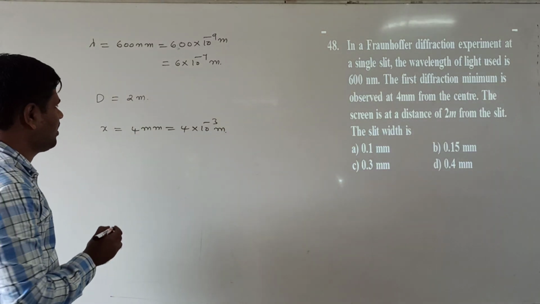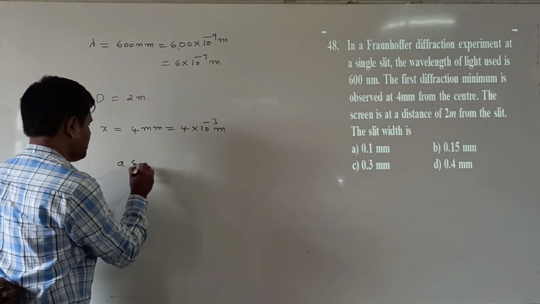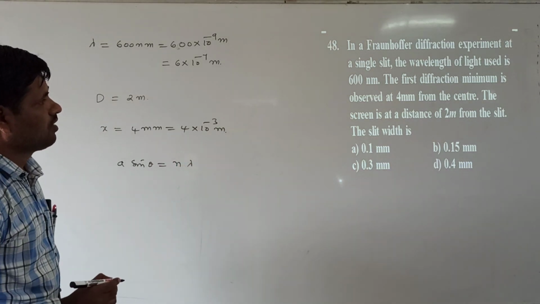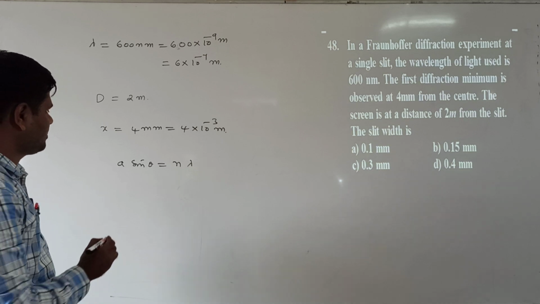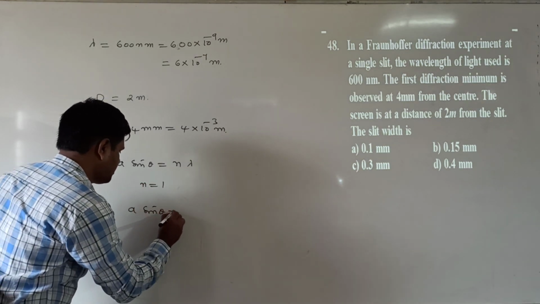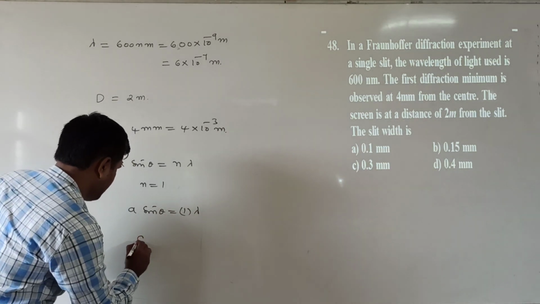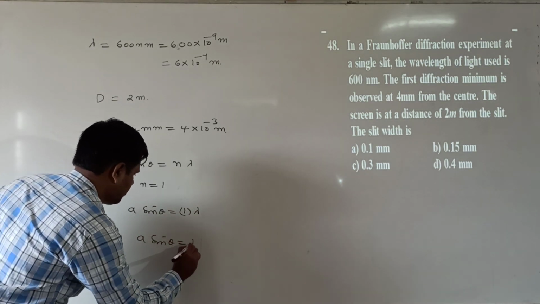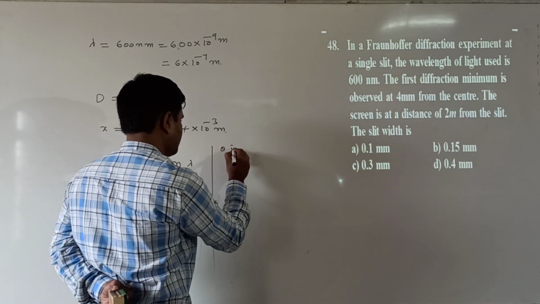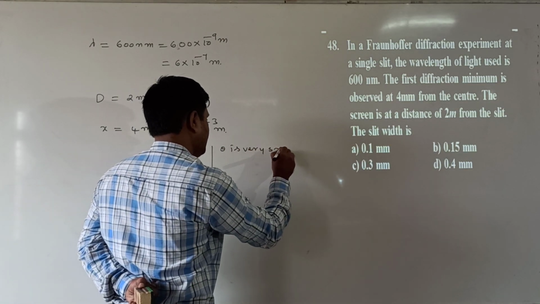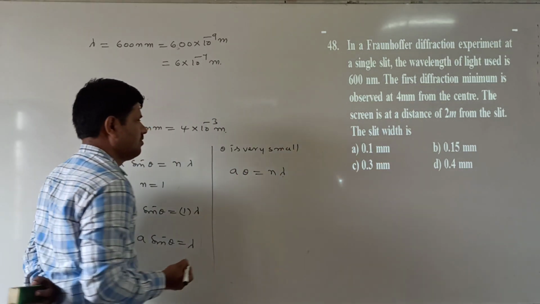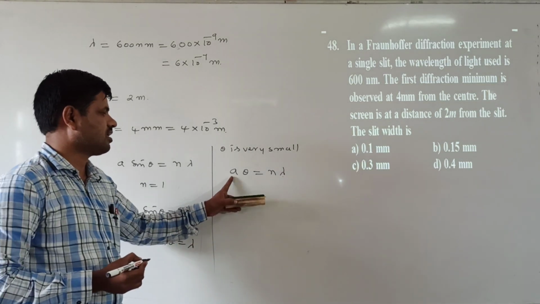Now for the first minimum, the diffraction condition we know is A sin theta is equal to n lambda. For the first diffraction minimum, n is equal to 1, so A sin theta is equal to 1 into lambda, that is, A sin theta is equal to lambda. But when theta is very small, A theta is equal to n lambda. Here what is asked is the slit width, A.